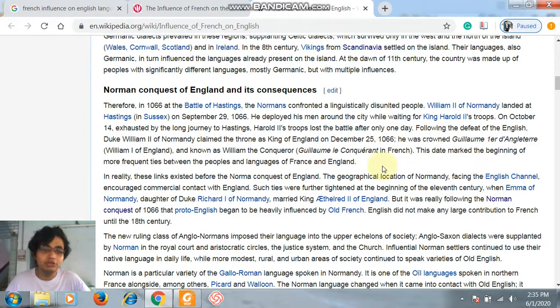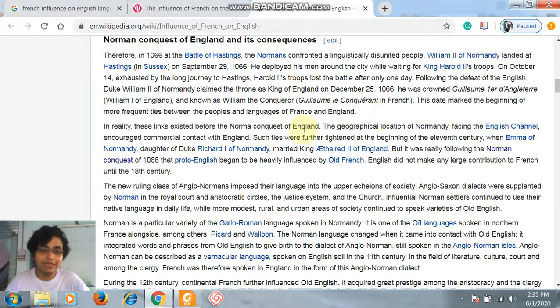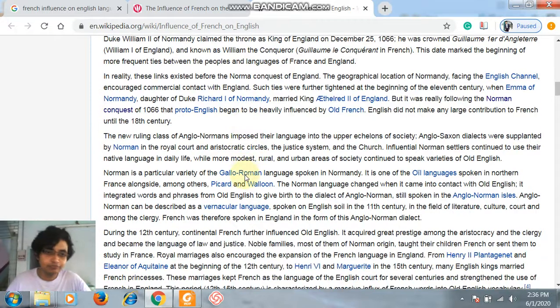Exhausted by the long journey to Hastings, Harold II's troops lost the battle after only one day. Following the defeat of the English, Duke William II of Normandy claimed the throne as the King of England. On 25th December 1066, he was crowned as Guillaume de Normandie, that is William I of England, and known as William the Conqueror. This particular date marked the beginning of more frequent ties between the peoples and the languages of France and England.